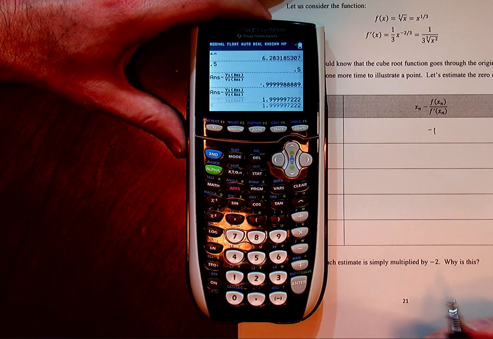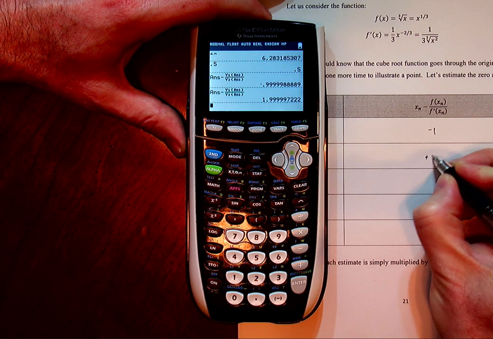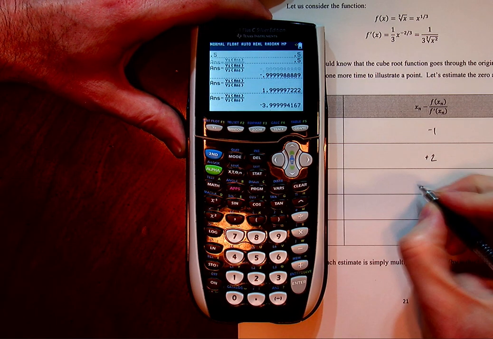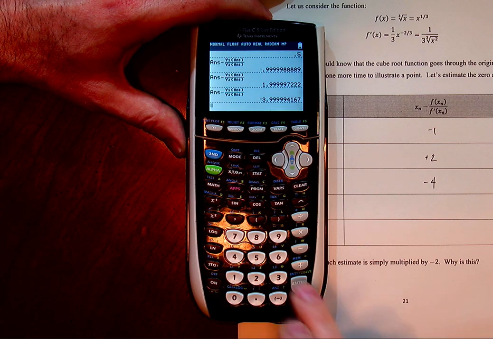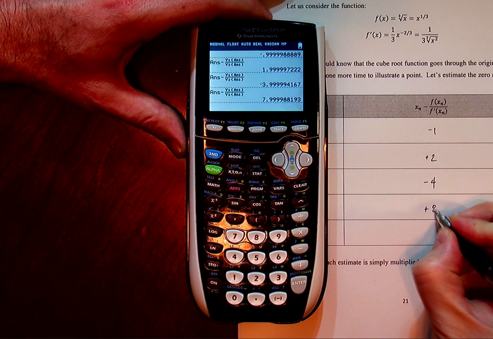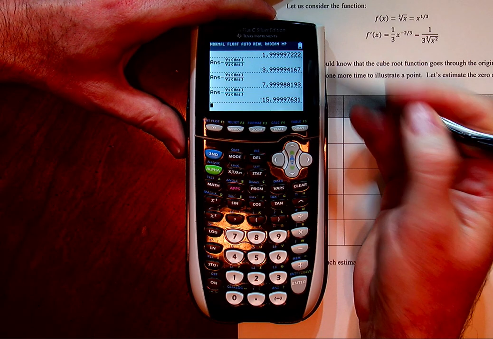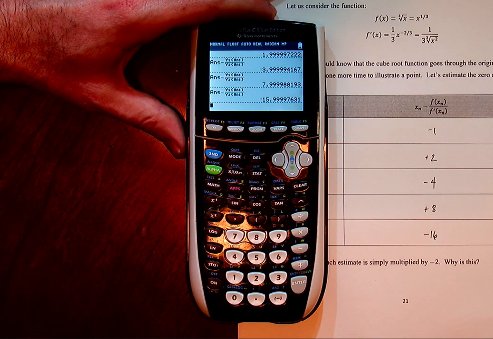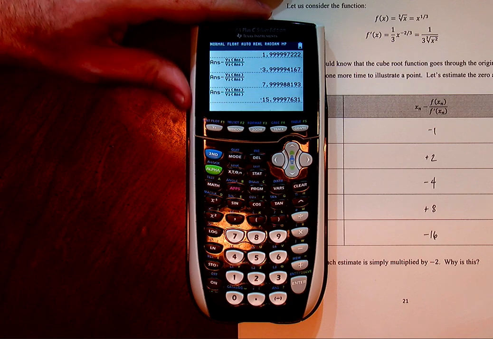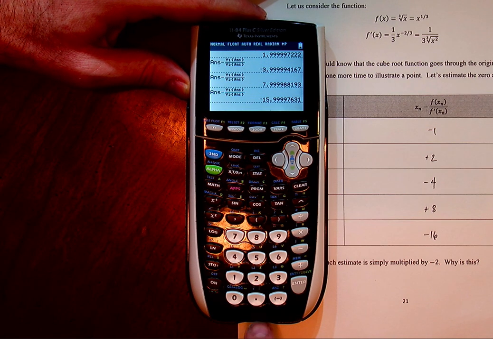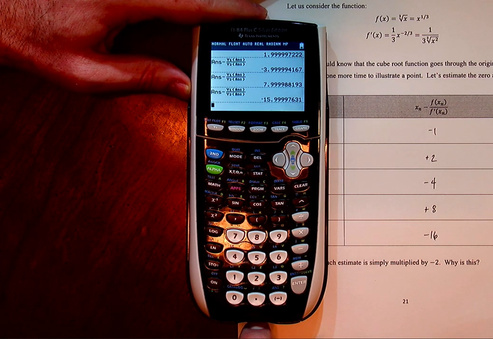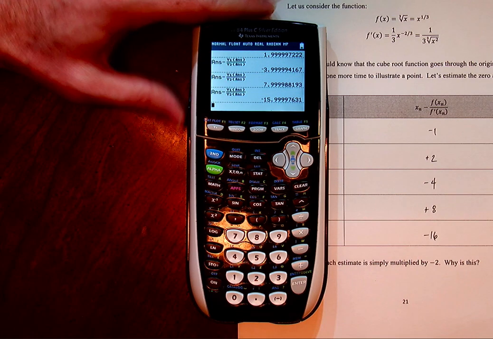And then you're going to get +2. And then you're going to get -4. And then you're going to get +8. And then you're going to get -16. Now, the reason why you're getting decimals like this is because of just the imperfection of the algorithm that the calculator has. But if you actually did it by hand, you would get exactly these values.